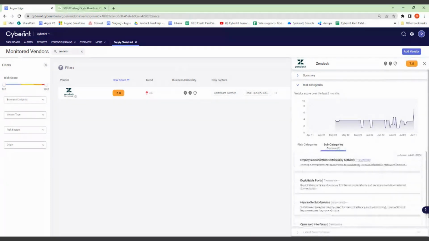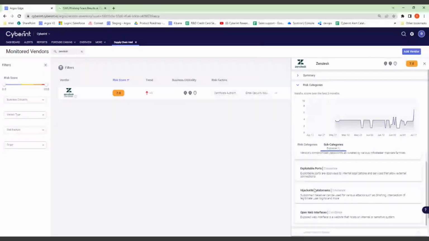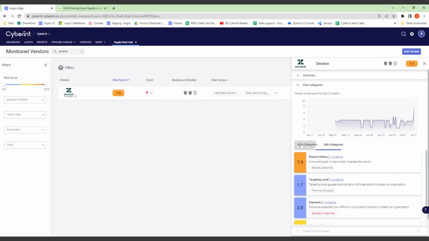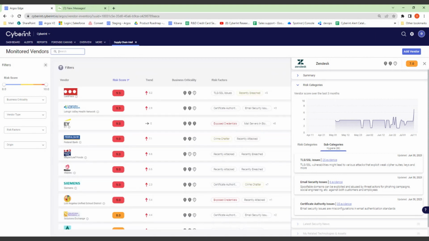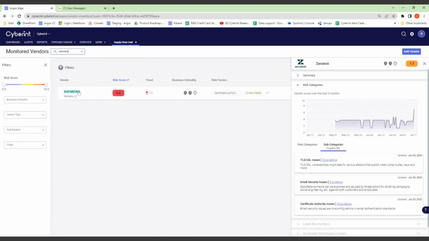And finally, there are also exploitable ports, hijackable subdomains, and many different categories that you're used to seeing. Hygiene looks at certificate authority, how good your housekeeping is. Even though there's not necessarily direct risk, it does indicate that you have healthy security practices. Just maybe giving you another example, let's take a look at Siemens, for example.